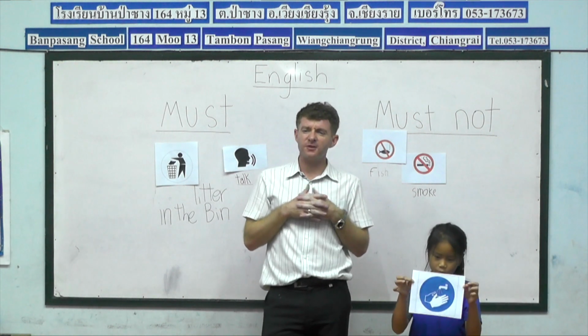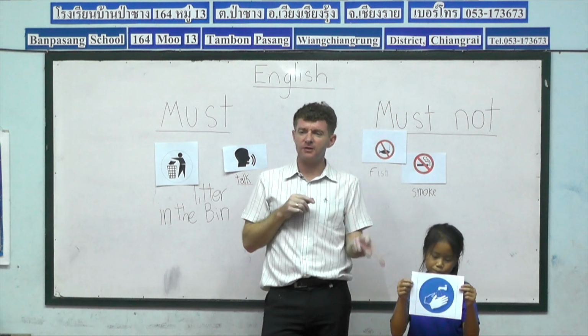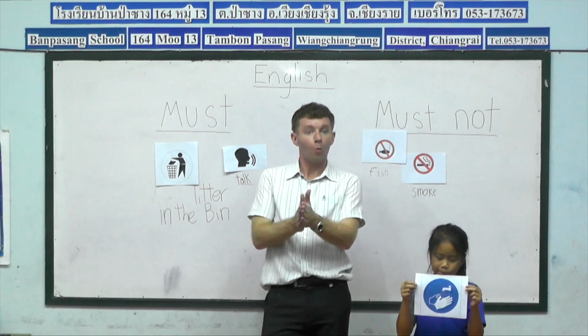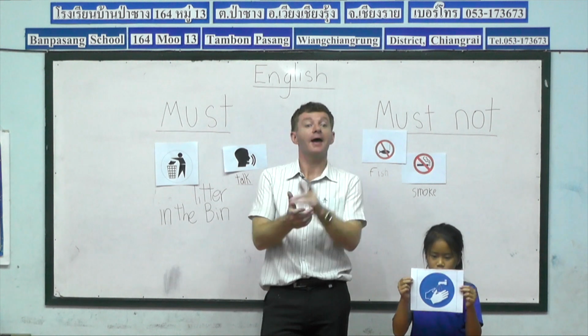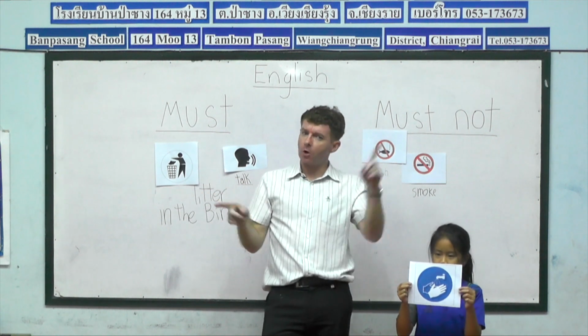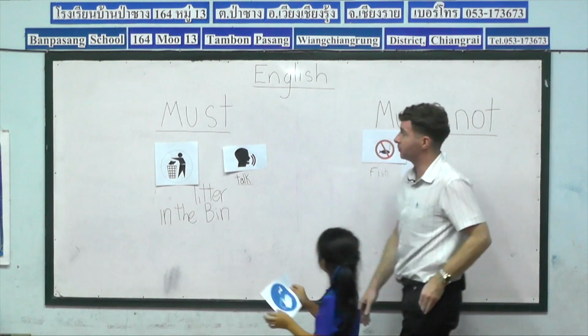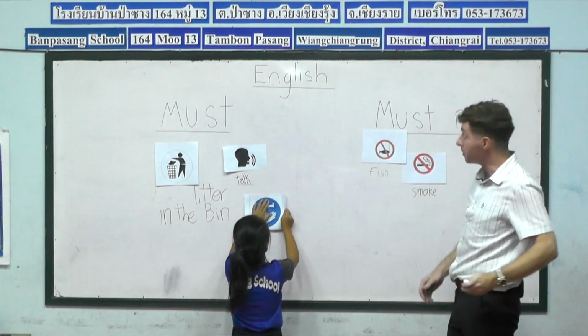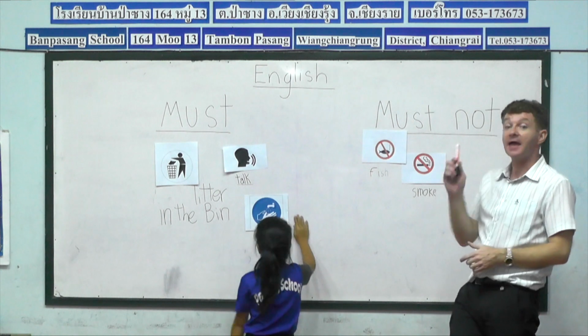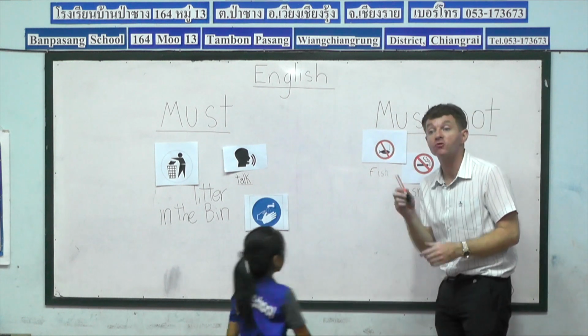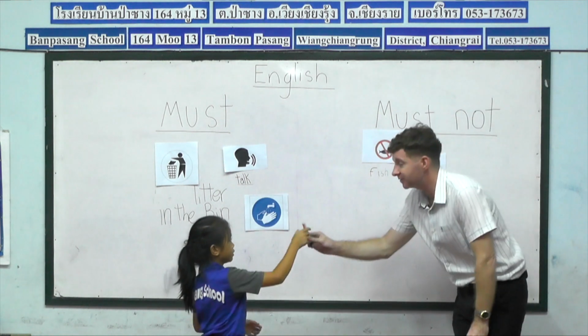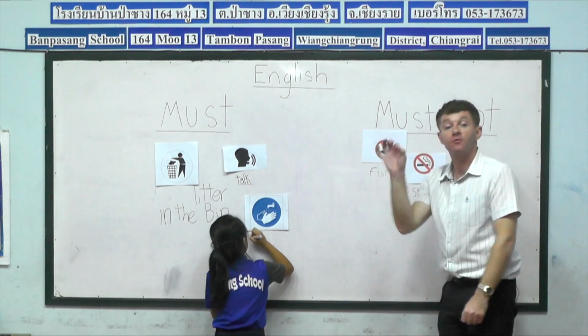Okay, so what does this picture tell us, guys? What can you see in the picture? Wash. Exactly. Must or must not? Must. Okay, so Prel, where will you put your picture? In the must column. Excellent. And then we have to write wash your hands. So let's help Prel write wash.